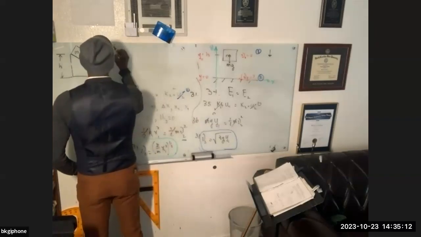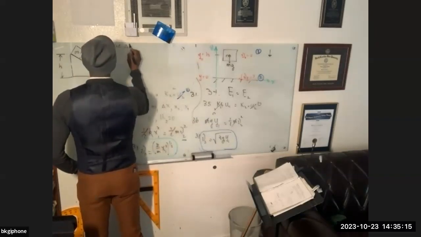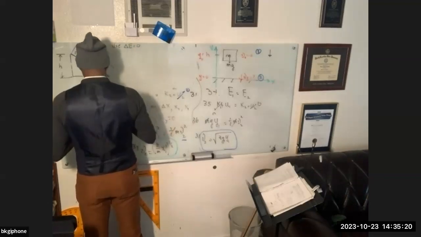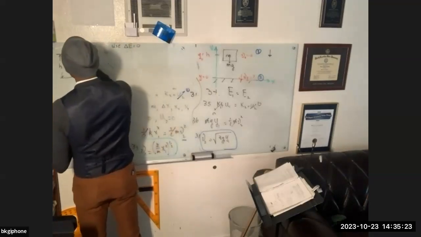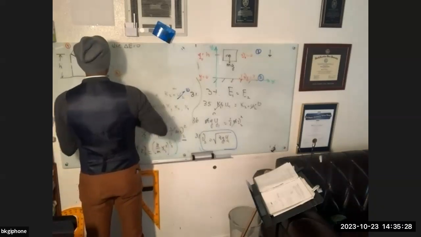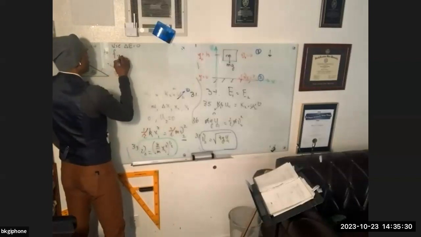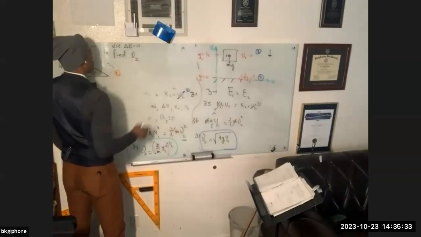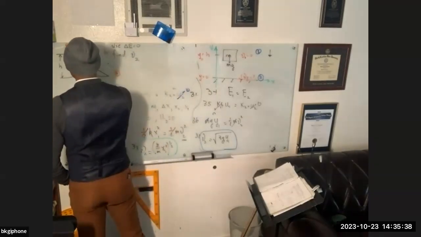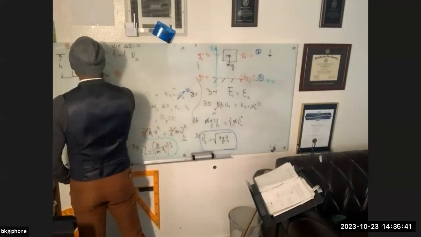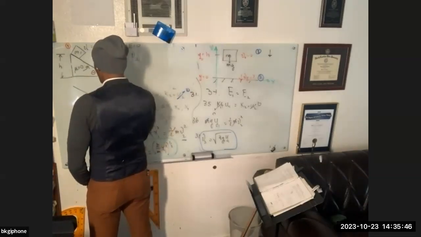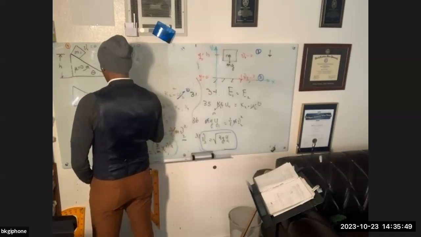So use conservation of energy to find V2, where I'll call this position 1 and this position 2. And we're going to assume mu equals 0, so do it for that one. Then do it for this one. Again, frictionless.